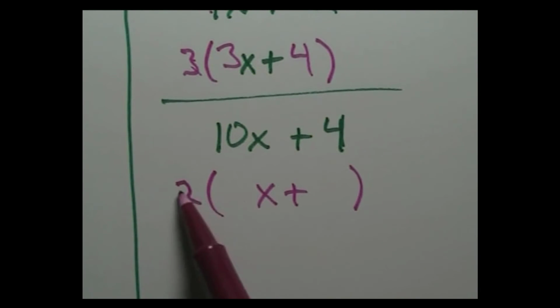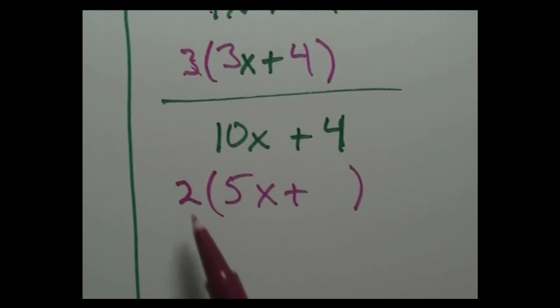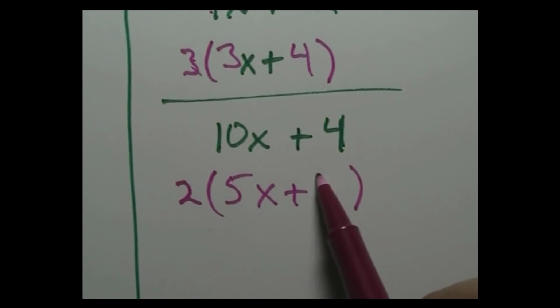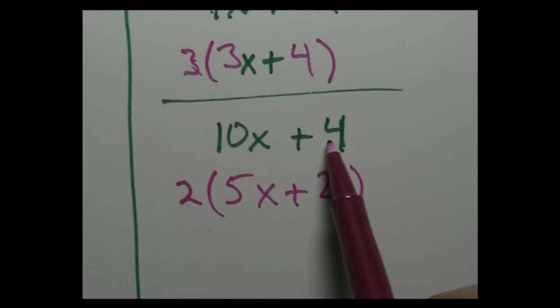So 2 times something is 10. 5. 2 times something is 4. 2. And there you go. You just factored it. So you went backwards. Because 2 times 5 is 10. 2 times 2 is 4.